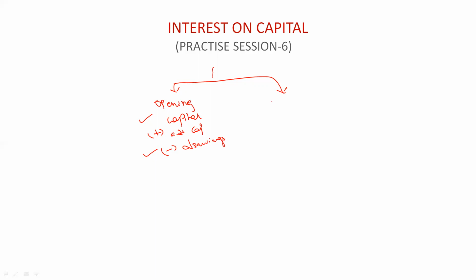Okay. Now the second case is when opening capital is not given in the question. This is not given in the question, but closing capital will be given. Okay. So closing capital, and along with that certain other things will be given. So with the help of those things, first of all, we have to find out the opening capital. After finding the opening capital, then we have to find out the interest on capital. Clear? So we are going to discuss this second case today. Okay. Now how to find out opening capital?